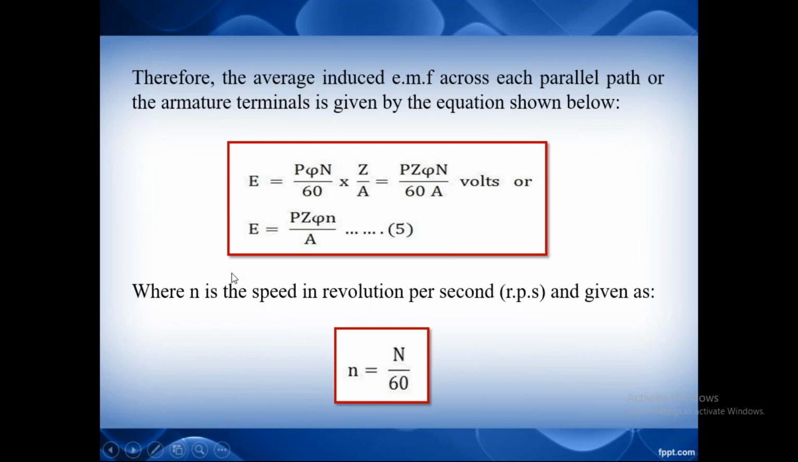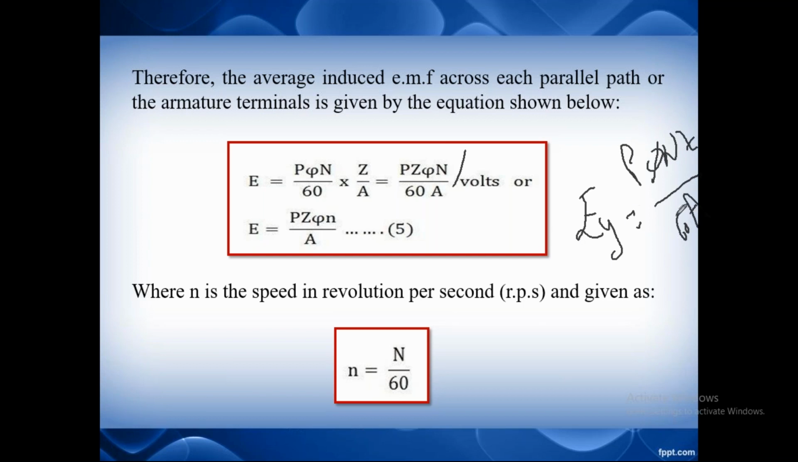Now the average induced EMF across each parallel path is given by E equals P phi N by 60 multiplied by Z by A. So the final equation is P Z phi N divided by 60. This is the EMF equation of a DC generator: EG equals P phi N Z divided by 60A.